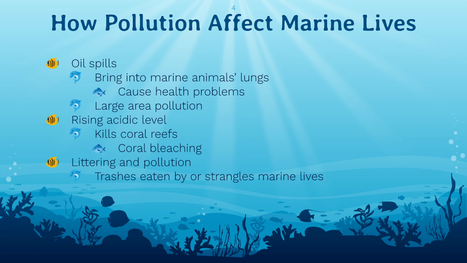How pollution affects marine lives. Some examples of pollution affecting marine lives are oil spills. Cargo ships often spill oil into the ocean. The oil is then solidified or mixed into the water, which is then brought into the lungs of the animal and into the bloodstream eventually. It causes health problems, shortens the lifespans of many animals, especially underwater animals.